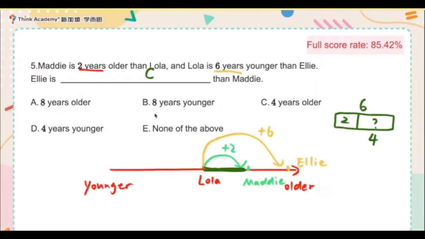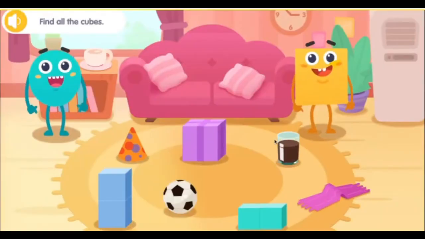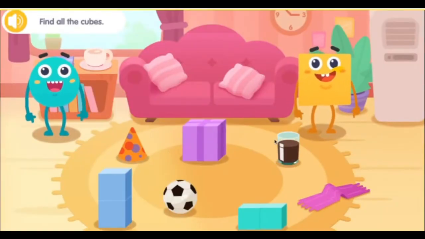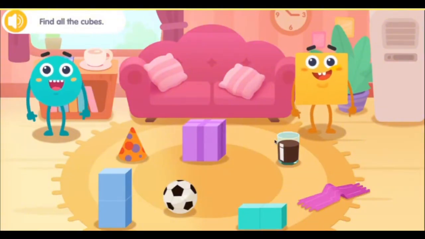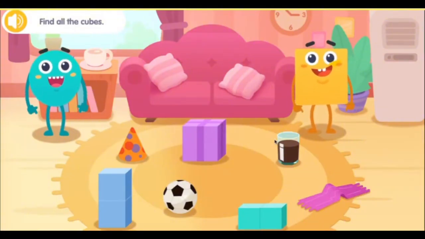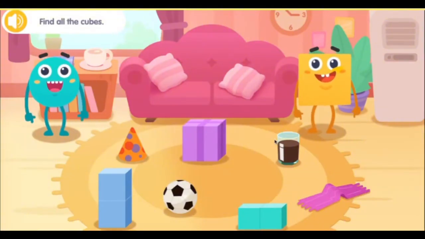Okay, then everyone, so we can see this question, we need to choose C. Then this time, let's move on. Find all the cubes. Okay, so because the next question will be about the cubes, let's take a look. How many cubes can you figure out in this picture? Type in your chat box.